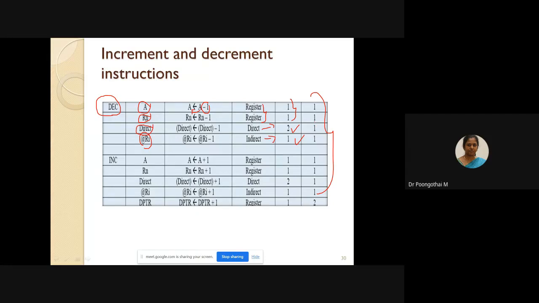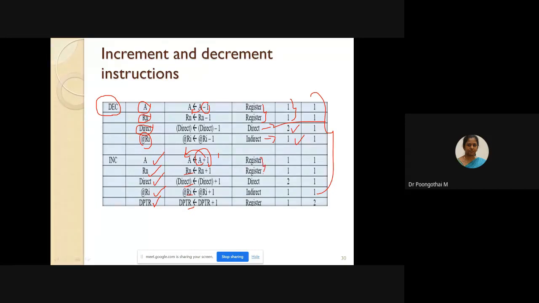Increment. So incrementing is the operation of adding 1 to the operand given in the instruction. A plus 1 and the result will be stored in A. Similarly, here the operand may be the accumulator or your registers or internal memory whose address may be given in the instruction or given by R1 and R0, and the 16-bit data pointer DPTR. So Rn plus 1, and the result will be stored in the destination register.